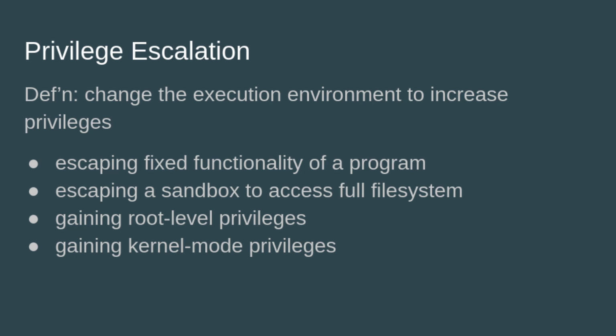The vulnerabilities that we've seen all lead to some form of privilege escalation. For example, escaping the fixed functionality of a program and being able to launch a shell is an example of privilege escalation. So is escaping a sandbox to access the full file system, gaining root level privileges, gaining kernel mode privileges, or getting the system to open up a file for which the attacker would not otherwise have permissions. These are all examples of privilege escalation. Okay, we'll stop here.